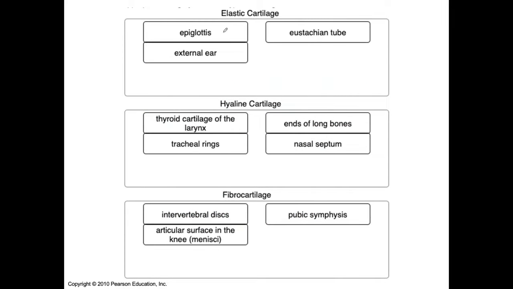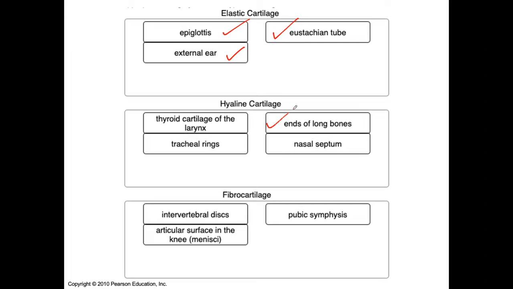Some samples of elastic cartilage, the epiglottis, which is the flap at the back of the throat. Like when you eat, and food goes down your throat, there has to be an epiglottis, which is elastic cartilage that closes off your windpipe. It closes off the windpipe so food is directed down your esophagus. Otherwise, it goes down the wrong pipe. Okay. The external part of the ear is elastic cartilage. Even the eustachian tube, which is inside the ear, is elastic.